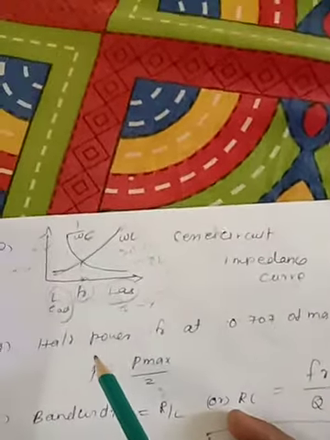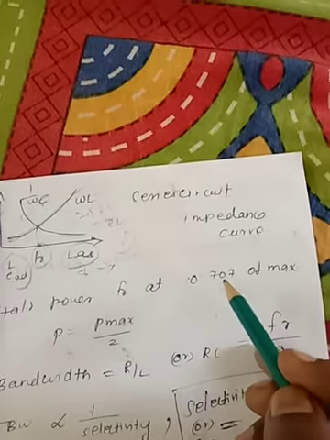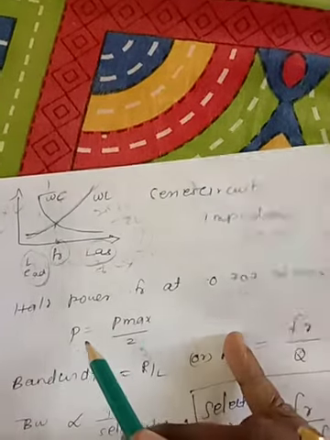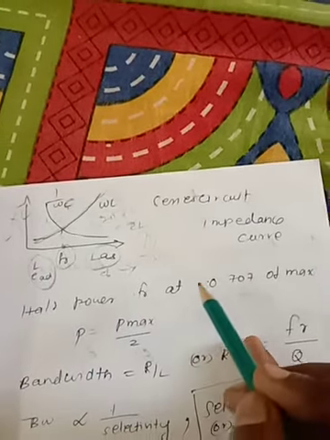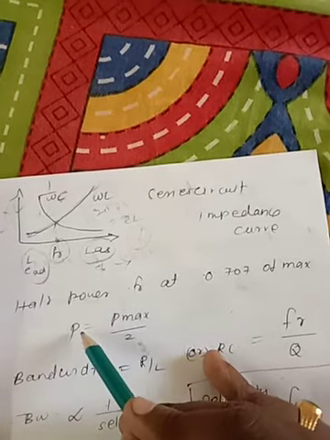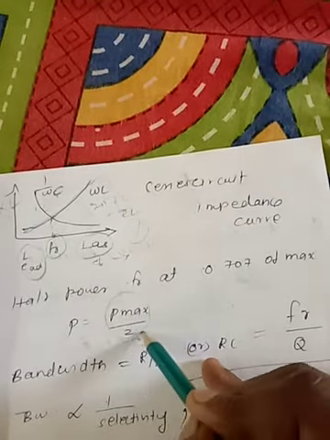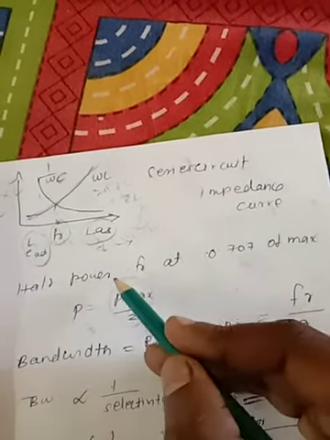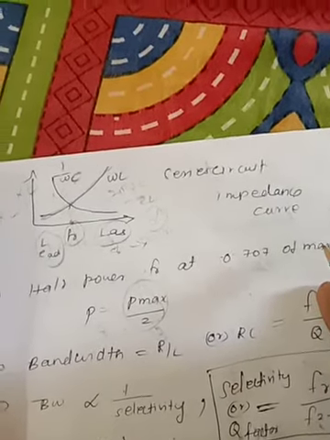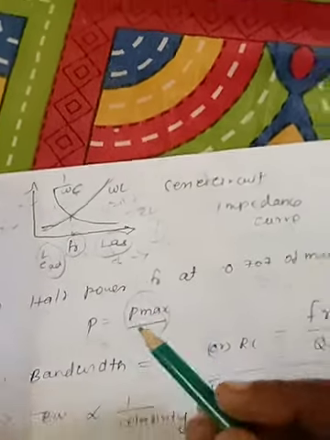Next, the half power frequency is at 0.707 of the maximum value. At this point the power value will be equal to the maximum power by 2. Okay, so the half power frequency, how are we calculating? At 70.7% of the maximum. At half power, it will be P maximum by 2.